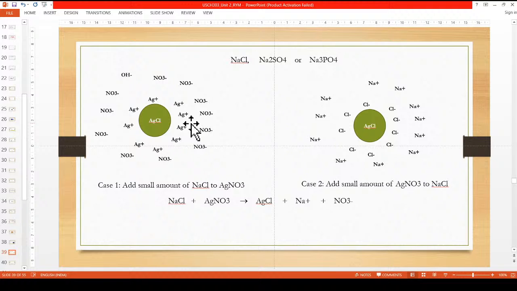Now in solution the remaining ions are NO3 minus, and a very small number of Cl minus and Na plus. Since NO3 minus ions are negatively charged, they will now be attracted towards this first layer of positively charged Ag plus ions. So NO3 minus ions will form the second layer, which is called the secondary layer. So there is formation of an electrical double layer around each colloidal particle.